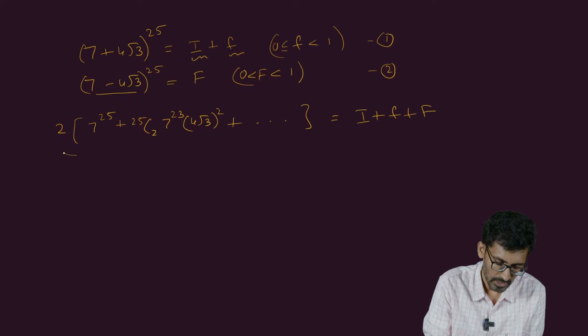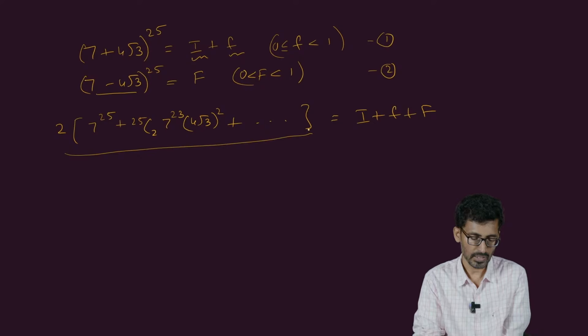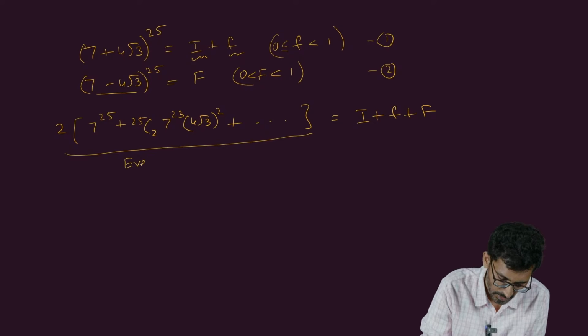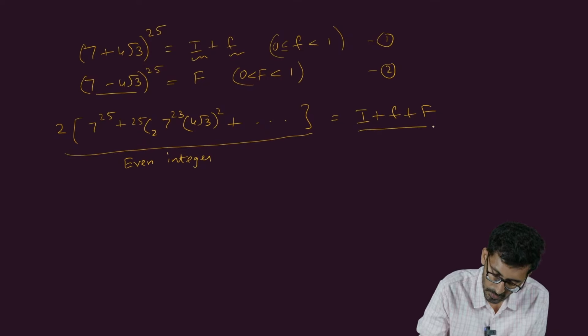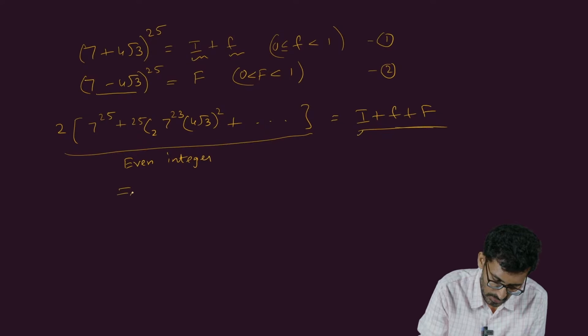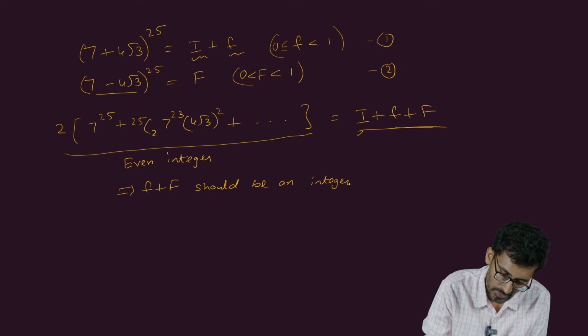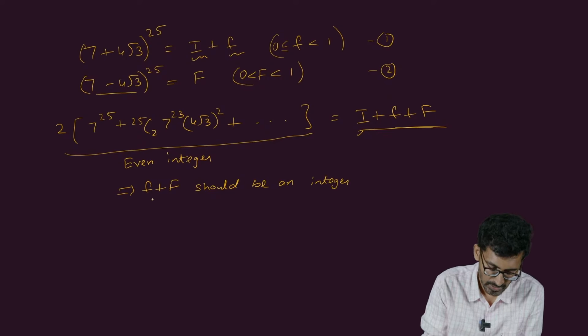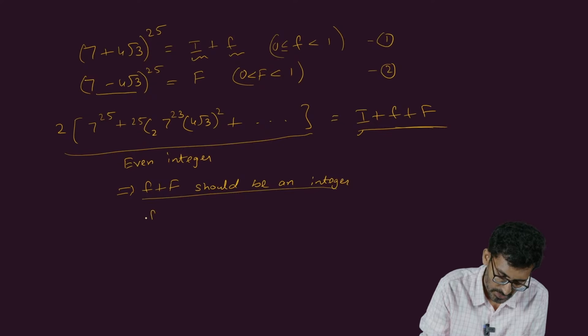So if you see the left hand side, it is an integer. It is an even integer, right? On the right hand side, we have I plus F plus f. I is an integer, so here F plus f should be an integer. So we know that small f lies between 0 to 1 and capital F also lies between 0 to 1. So F plus f, where F lies between 0 to 1 and f lies between 0 to 1.